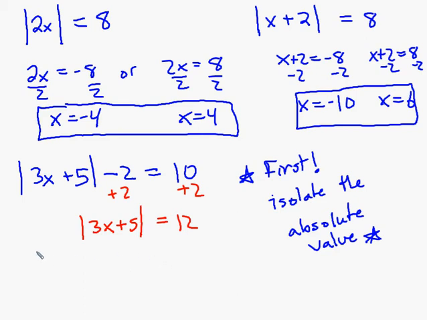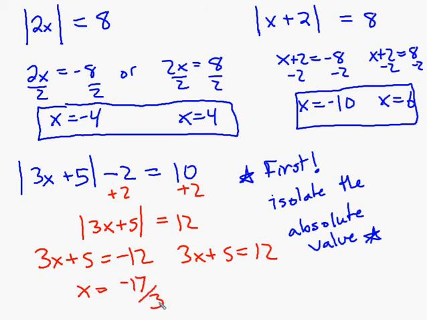And now I split it into 2 pieces. 3x plus 5 equals what? Negative 12. Or 3x plus 5 could equal positive 12. And then we solve this by subtracting 5, divide by 3. And over here, by subtracting 5. And dividing by 3. I just did that all because why not?